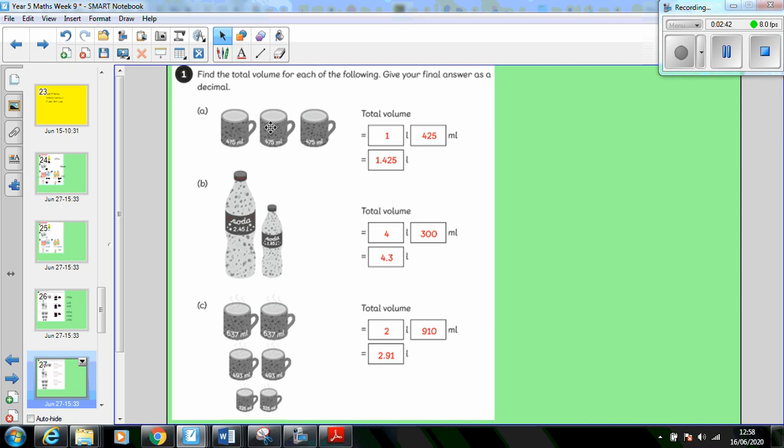So hopefully you've got 1 litre 425 millilitres, or 1.425 litres. 4 litres and 300 millilitres, or 4.3 litres. 2 litres 910 millilitres, or 2.91.